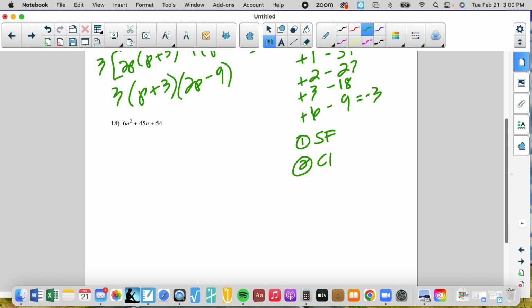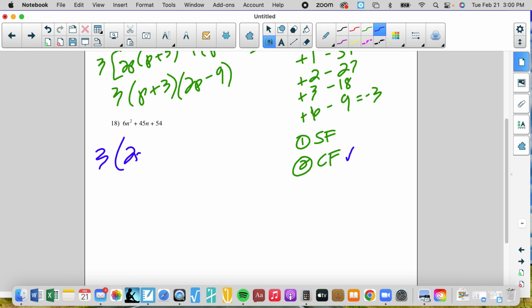Common factor. Yes, I have a common factor of 6. I'm going to factor the 6 out. I get n squared plus... 9, no, 6, what? Not 9, wait, 6 times, no, 30. Oh, nope, we have a common factor of 3, sorry.